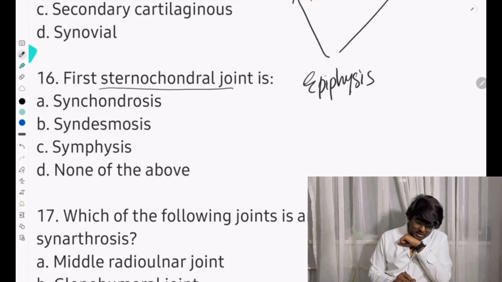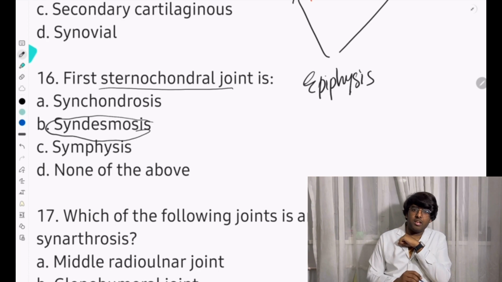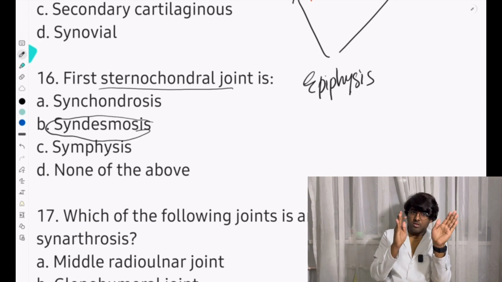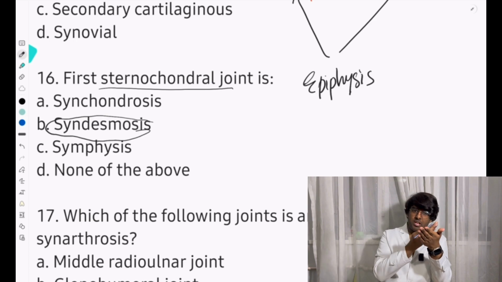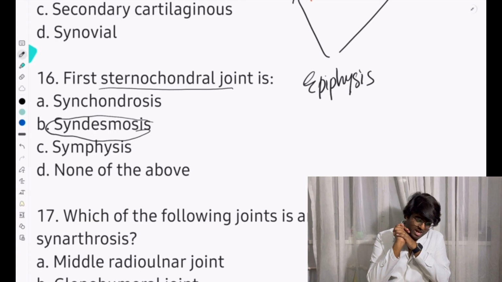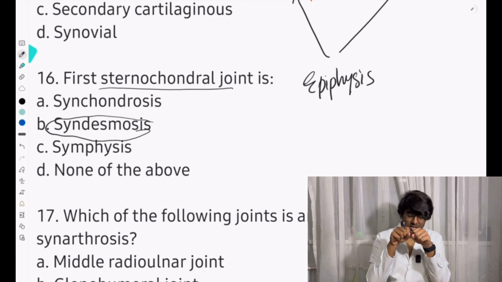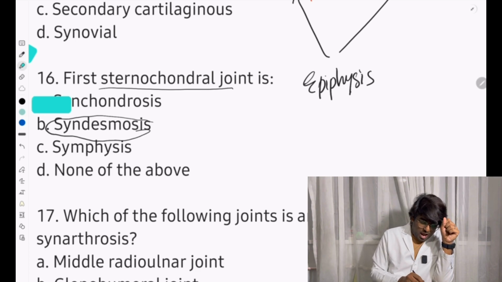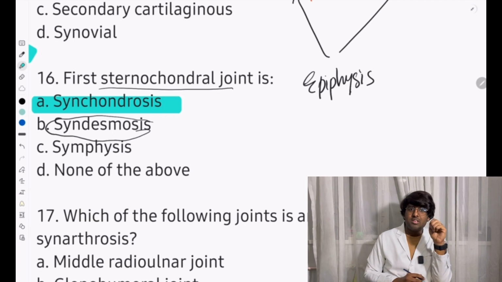You can see here that syndesmosis will not be the right answer, right? Syndesmosis is seen between two bones which are parallel to each other, and they are binding each other and holding these two bones, like the radius and ulna having an interosseous membrane, tibia and fibula having an interosseous membrane. These joints are called syndesmosis. Symphysis is a fibrocartilage, it is not a hyaline cartilage. Then the option will definitely be A, synchondrosis. Synchondrosis is slightly movable with the help of cartilage.